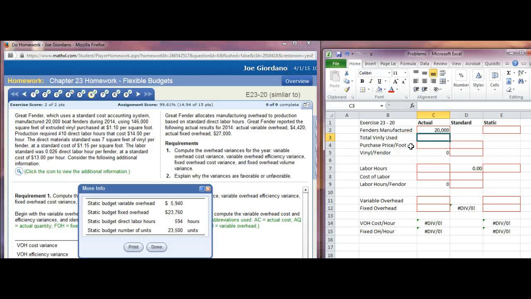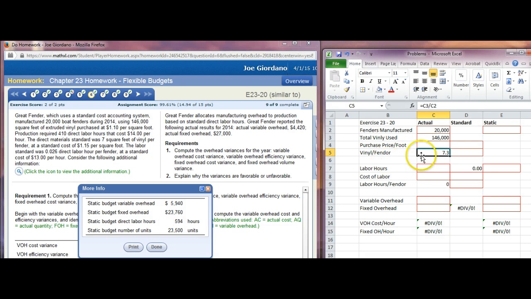20,000. And I set it up so that it's a comma afterwards. And if you notice, some of these already, the formula is already populated. We'll get into that in a minute. Right now, all I'm doing is transferring data out of a paragraph into information I can use. Okay, so they made 20,000 boat fenders using 146,000 square feet of extruded vinyl. So that's going to be your total vinyl used, and this is actually what they did in real life. They made 146,000 square feet of vinyl to make 20,000 fenders.